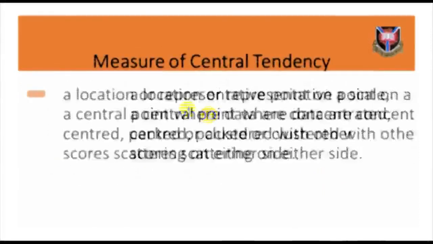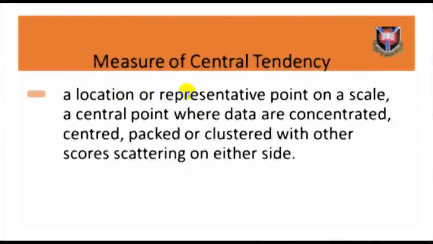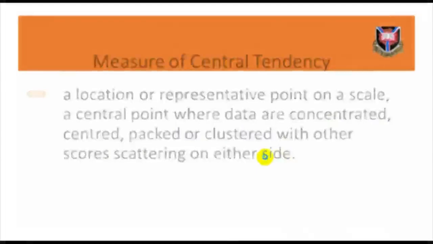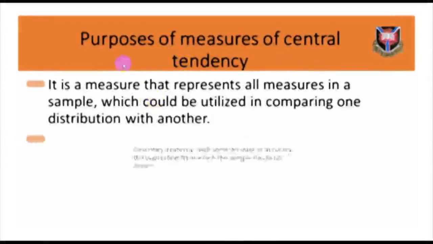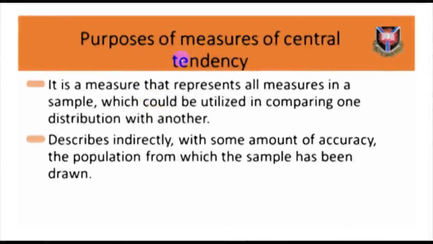A measure of central tendency is a location or representative point on a scale, a central point where data are concentrated, centered, packed, or clustered with other scores scattering on either side. Such measures serve the following purposes. 1. It is a measure that represents all measures in a sample, which could be utilized in comparing the distribution with another. 2. A sample is a representative of a particular population.